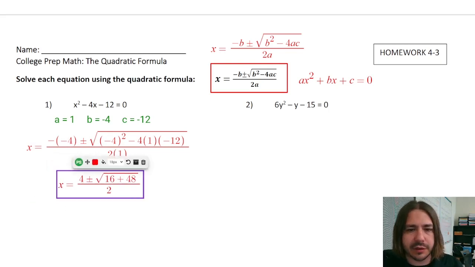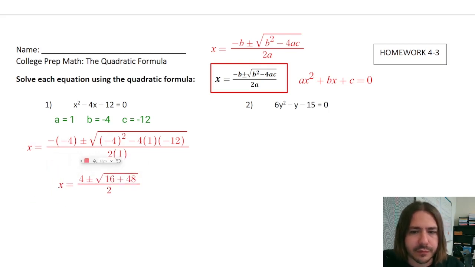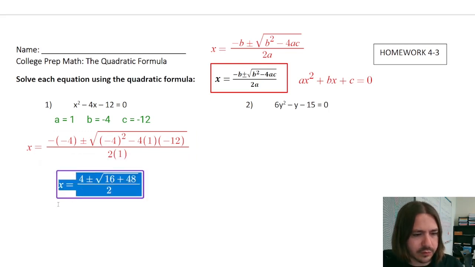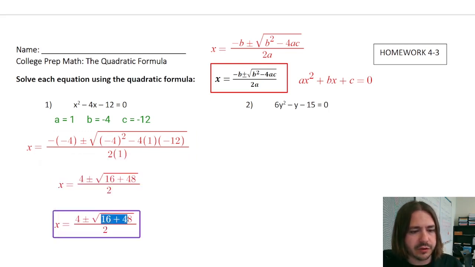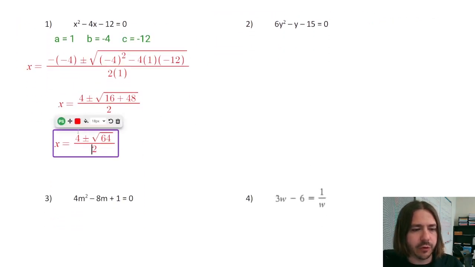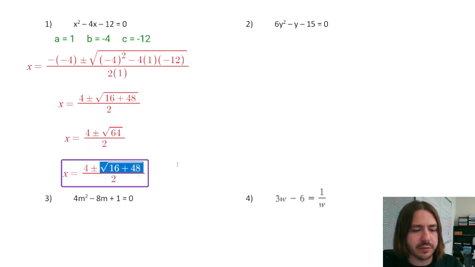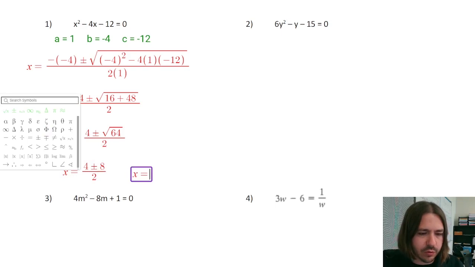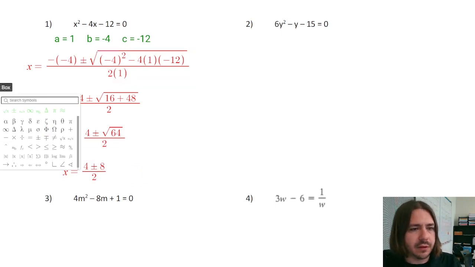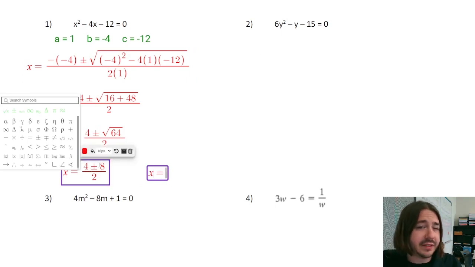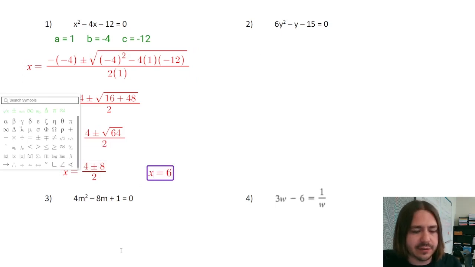So 16 plus 48 is going to be 64. So we've got 4 plus or minus the square root of 64 over 2. The square root of 64 is 8. So I get x equals 4 plus or minus 8 over 2. And at this point, we could probably just go ahead and split this up to get our two solutions here. We get x equals 4 plus 8 is 12 divided by 2 is 6.